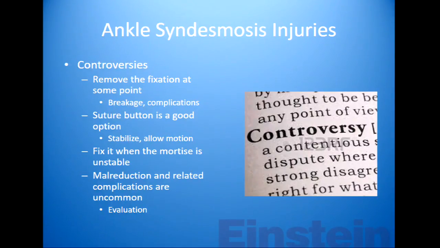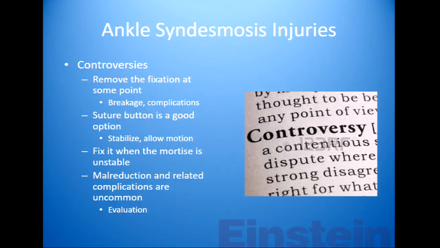So some controversies, as I was charged with, regarding syndesmotic injuries: is it necessary to remove your fixation at some point? You know, the screws that we fix them with can break. You can get some complications. Is a suture button a good option? That may be controversial. The suture button has some advantages where you can still allow some motion at that connection between the tibia and the fibula while keeping it stabilized.